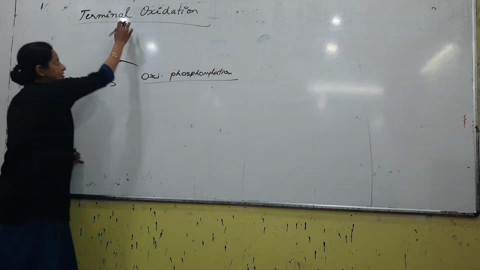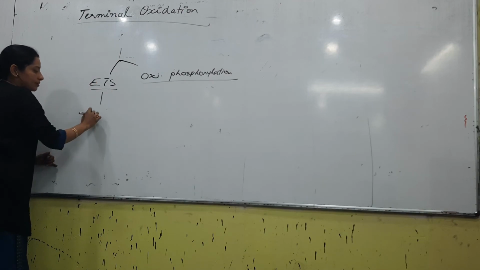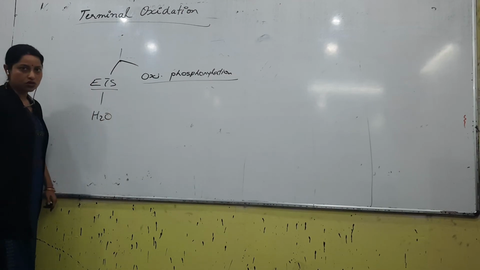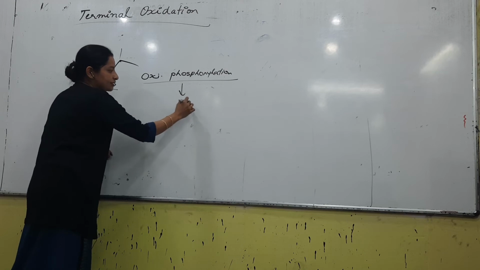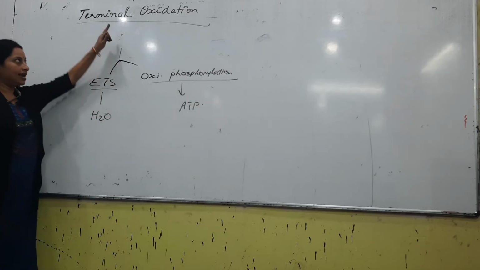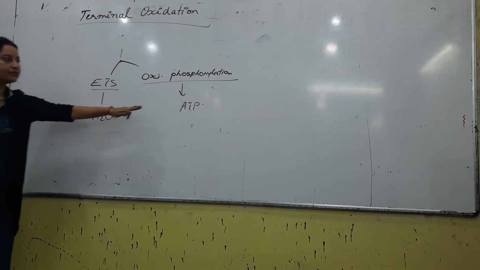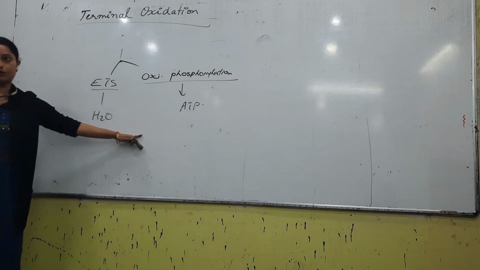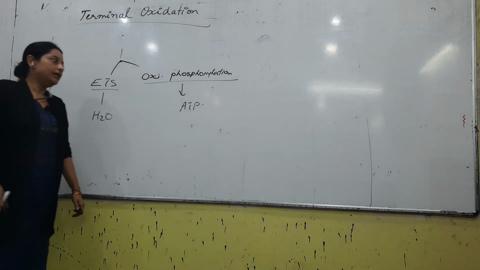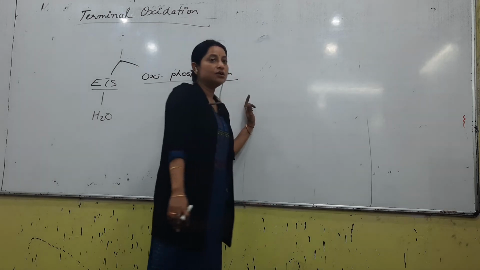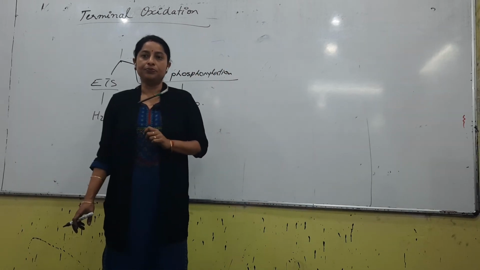Right, so ETS produces water. What does oxidative phosphorylation produce? So in this section we have to talk about how water is produced and how ATP is produced. Clear? Okay. Now where will terminal oxidation happen?